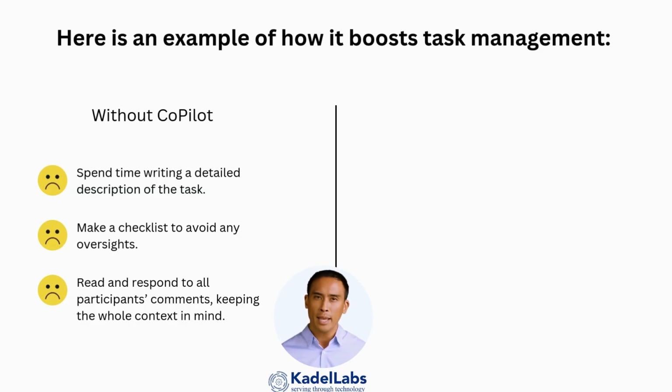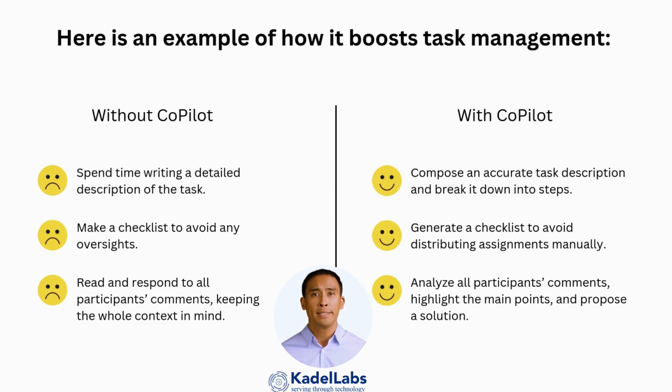Here is an example of how it boosts task management. Without CoPilot, you need to spend time writing a detailed description of the task, make a checklist to avoid any oversights, and read and respond to all participants' comments, keeping the whole context in mind. And to make it easier, CoPilot can compose an accurate task description and break it down into steps, generate a checklist to avoid distributing assignments manually, and analyze all participants' comments, highlight the main points, and propose a solution.